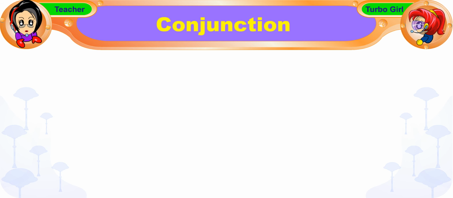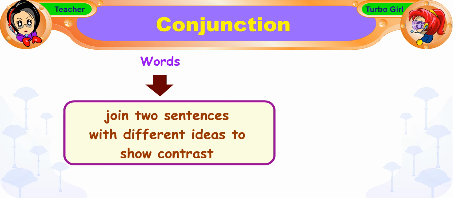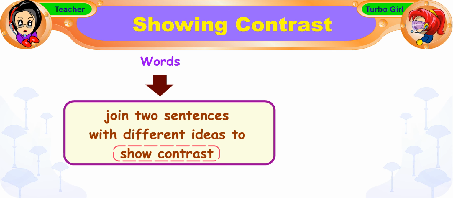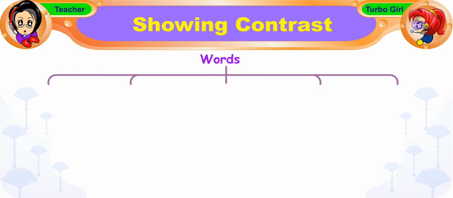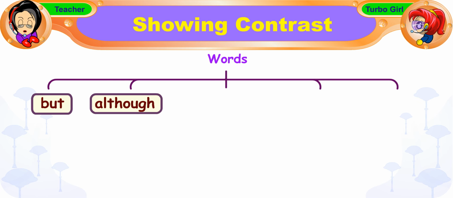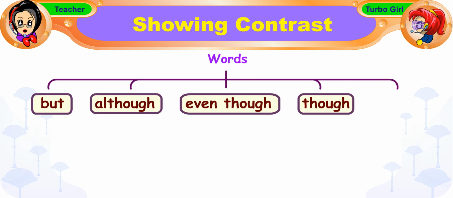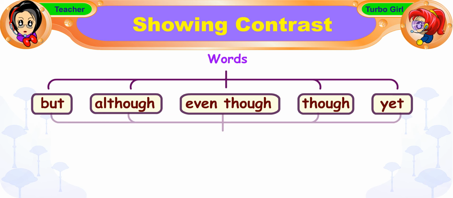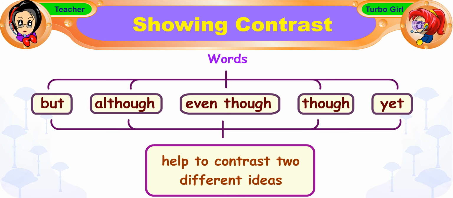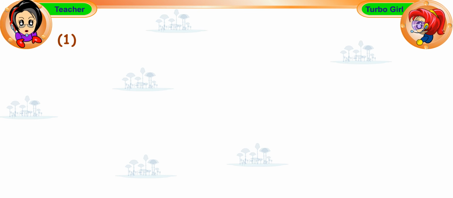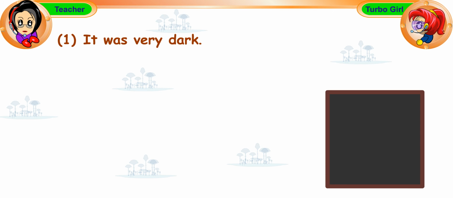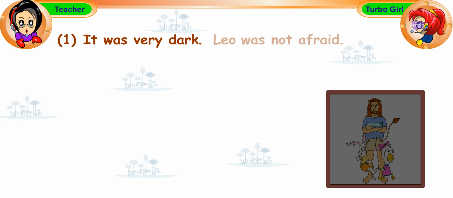For today's lesson, we will be learning 5 types of words that are used to join two sentences with different ideas to show contrast. To show contrast means to show differences. The words are but, although, even though, and yet. These words help to contrast two different ideas. Look at these two sentences in one. It was very dark. Leo was not afraid.